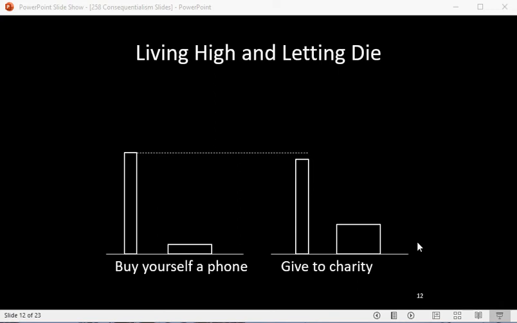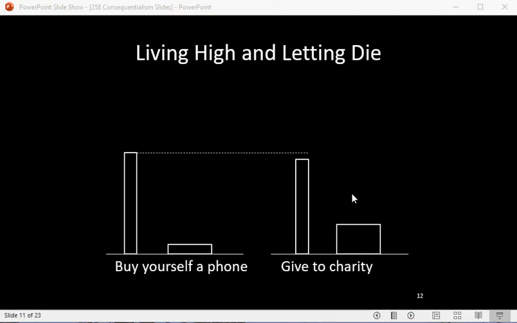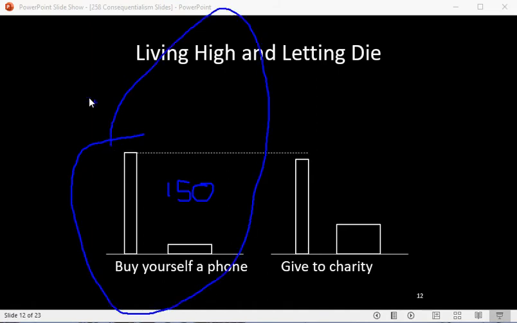Why is the value of the consequence of giving $1,000 to Oxfam 450 as opposed to only 150 for buying a phone? Well, here's the idea. There's about 150 units of well-being in this situation. So there's me. I'm living high. I could afford a new iPhone. And here are some other people. Maybe I don't know where they are. Maybe they're in Sudan or Syria, wherever. And they have a really low level of well-being. I'm kind of letting them suffer and die.